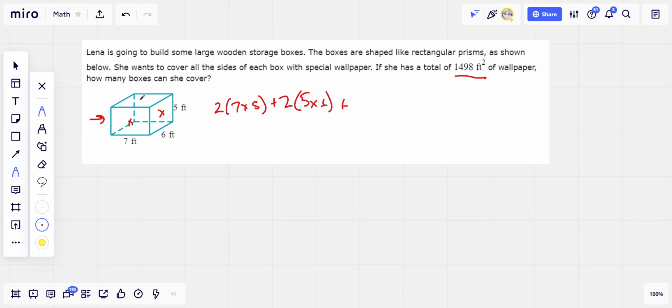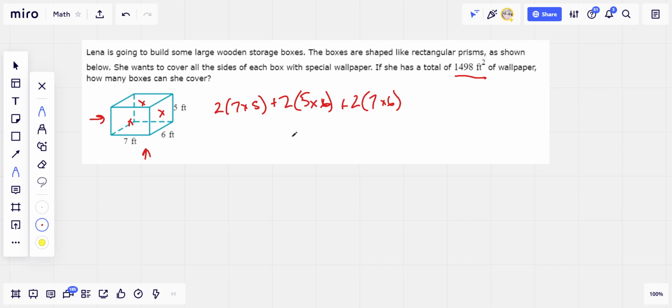And then finally, we've got the top and the bottom, and it looks like that's 7 by 6. So 2 of 7 times 6. Now, another way to remember this is you've only got 3 measurements in a rectangular prism, and there has to be each combination. So we've got 7 by 5, 5 times 6, 7 times 6. Those are all the possible combinations.